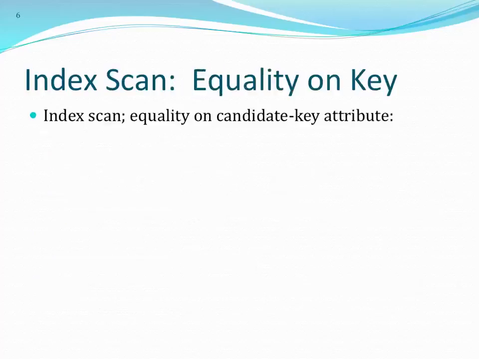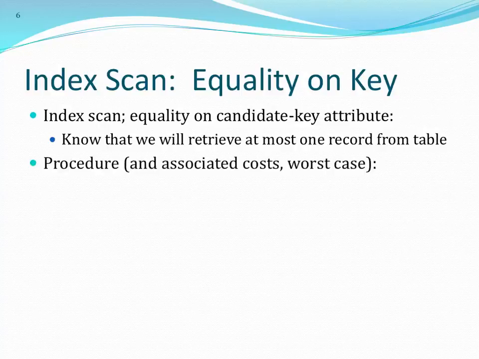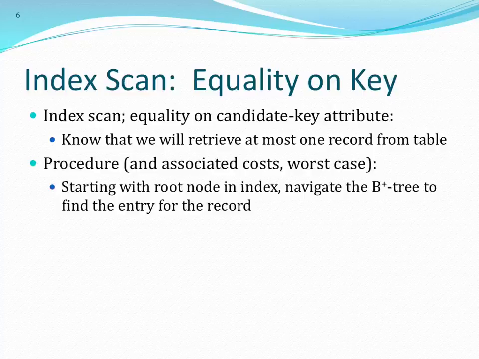So, equality on a candidate key attribute. We know that we're going to retrieve at most one record. Zero or one record is going to be retrieved by this index scan. So this is the cost that we're basically going to see. We have to start at the root node, and just like with all of those B-tree operations, we go through the key pointer values, and if it's less, then we go left, and if it's equal, we go right, and if it's greater, we take a step forward. And if we can't take any more steps forward, we follow the right pointer. And that descends us one level down in the tree.